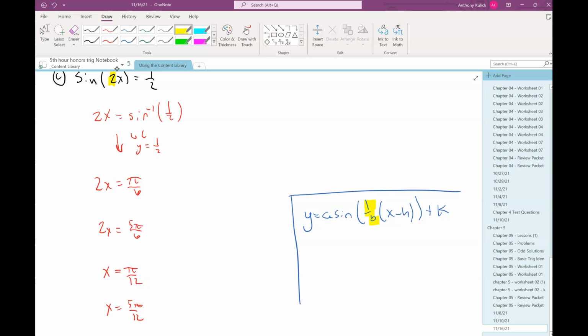So if the graph's period changes, perhaps we have more than one answer, or more than just these two answers between 0 and 2 pi. Right? Does that feel okay? So this is going to be the fix. Okay? This is the fix.